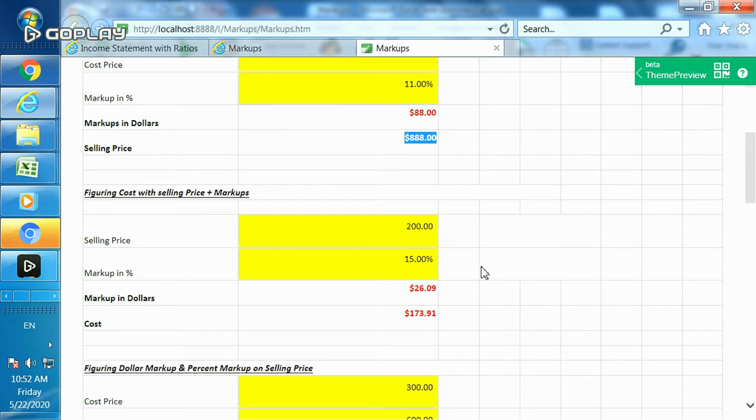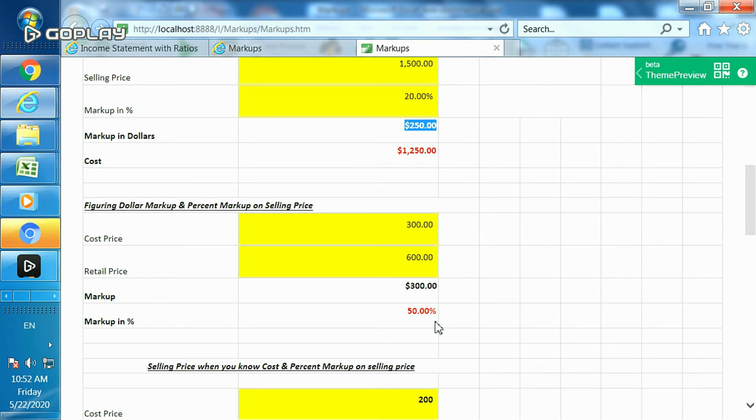So once again, let's get going with the calculator itself. If you know what the selling price is and what the markup in percentages, should you need to know what your markup in dollars should be and your cost price should be, this calculator can figure that out for you. Let's say your selling price, your retail price for a certain item is $1,500, and let's say the markup in percentage is 20%. As you can see over here, this calculator automatically figures out your cost price, what you started off with, which is $1,250, and your markup in dollars, which is $250.